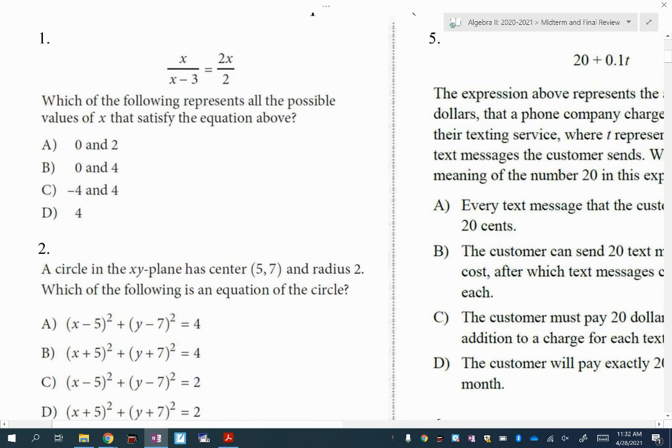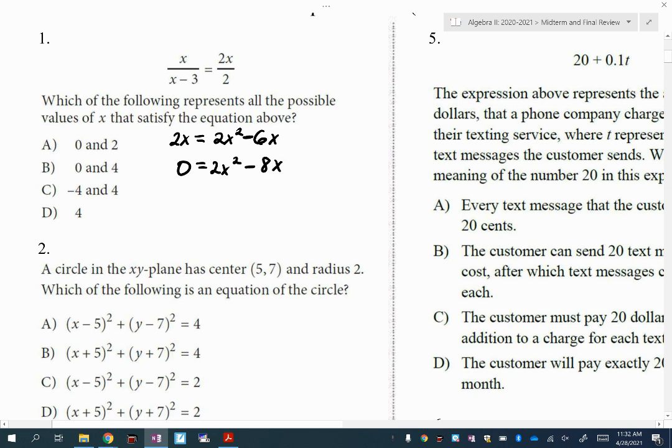It says, which of the following represents all the possible values of x that satisfy the equation above? So this is a proportion, and the way you want to solve this is we're going to multiply across, and then take those cross products and set them equal to each other. So x times 2 is 2x, and then 2x times x minus 3 is 2x squared minus 6x. Now we've created a quadratic equation. The way I want you to approach this is to move that 2x to the other side with subtraction. So negative 6x minus 2x gives negative 8x.